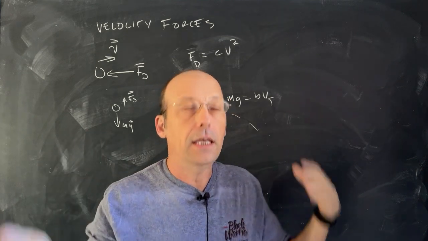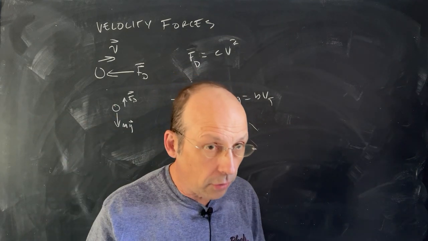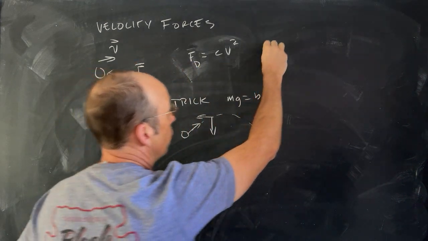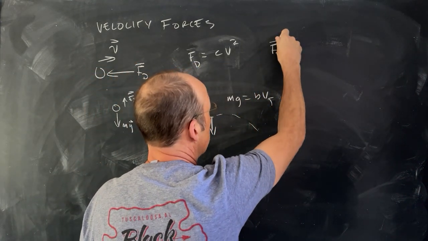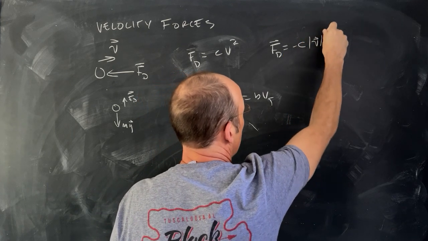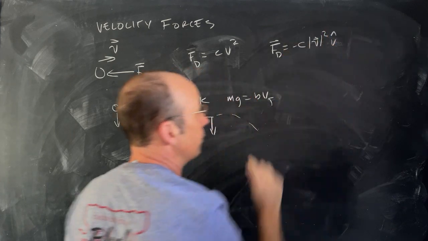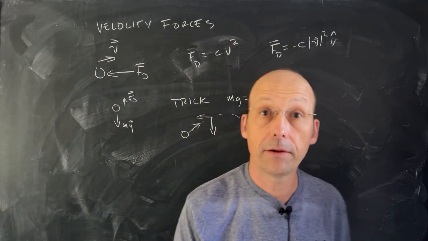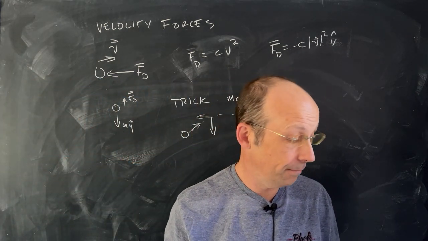You can do it numerically, and we did. I did a lot of numerical stuff in this course. We used Python to solve it. And in fact, you would write the drag force as negative c times the magnitude of the velocity squared times v hat. You have to use that unit vector to get the direction. So that's velocity-dependent forces. Pretty fun, huh?